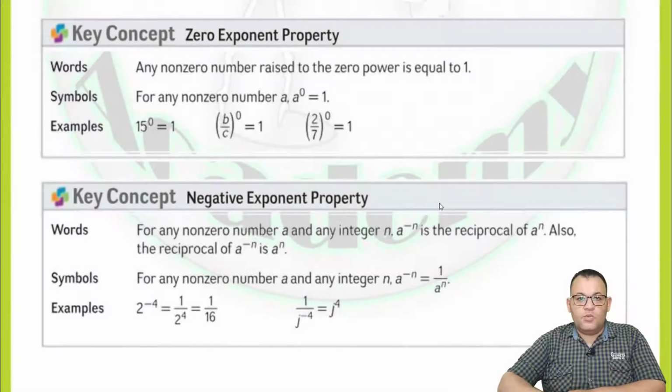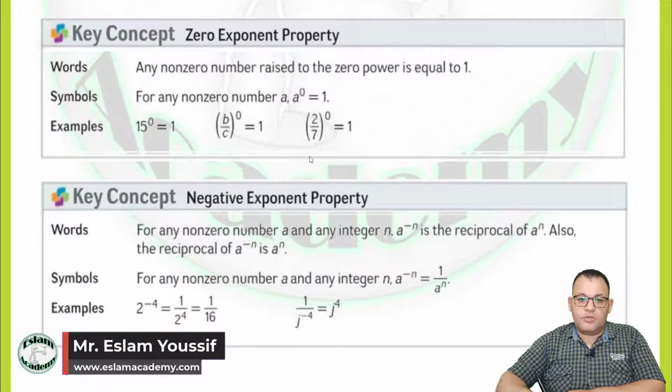The third property is defined by the zero property. Any number raised to the power 0 equals 1, except 0. Any number raised to the power 0, where this number is not equal to 0, is equal to 1. Like 15 to the power 0 equals 1. b over c to the power 0 is equal to 1, where b over c is not equal to 0, and c is not equal to 0. 2 over 7 to the power 0 equals 1.